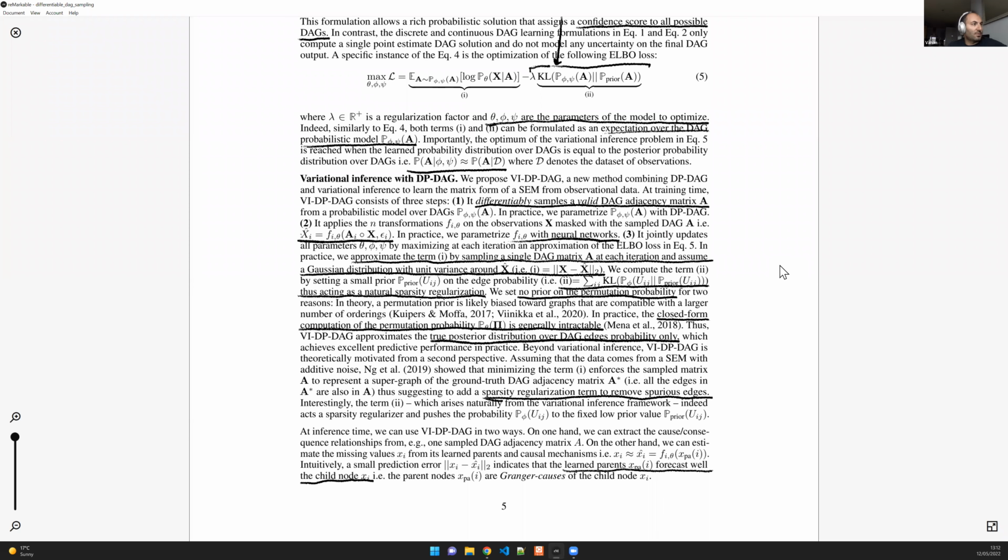Right. So there's the probabilistic learning. There's the loss function, and we maximize over the parameters theta, phi, and psi, if I say the names correctly. These are the parameters. And the variational inference part is where we replace the KL divergence with the sparsity enforced prior.